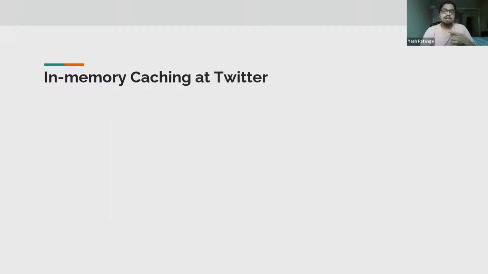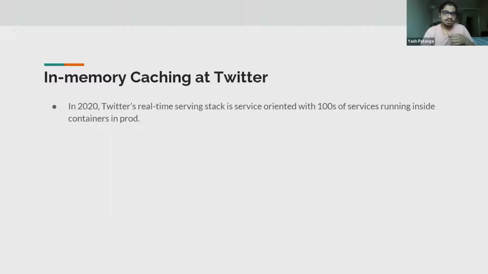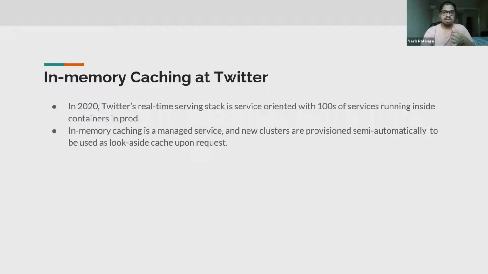So, in-memory caching at Twitter. In 2020, Twitter's real-time serving stack is service-oriented, with hundreds of services running inside containers in production. The in-memory caching is a managed service, and new clusters are provisioned semi-automatically to be used as a look-aside cache upon request. Each cache cluster is considered a single tenant.